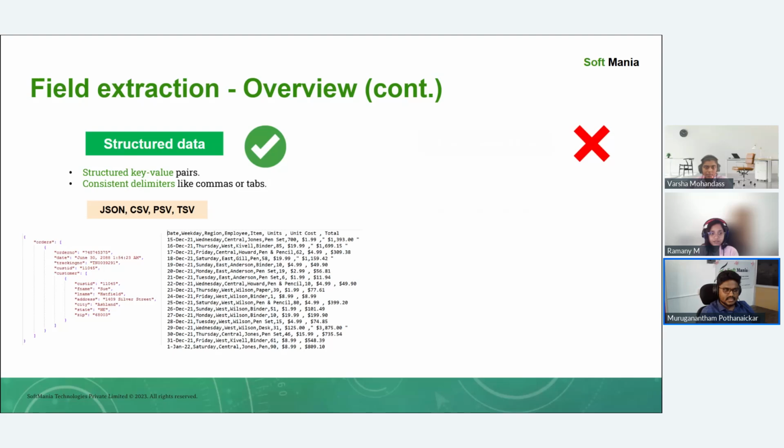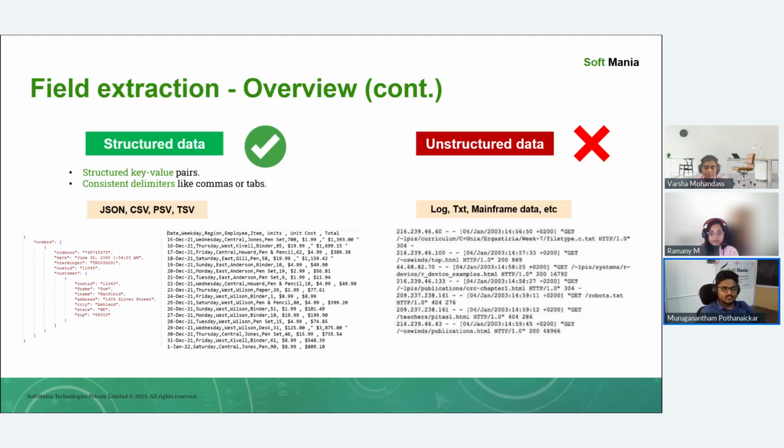Now, on the other hand, unstructured data. What does it mean by unstructured data? The name itself says it: unstructured data doesn't have any key value pair format or consistent delimiter. There are no consistent delimiters. It will be like this. You see, there is no proper structure. You might say the pattern is repeating. The pattern might be repeating, but there is no proper structure.